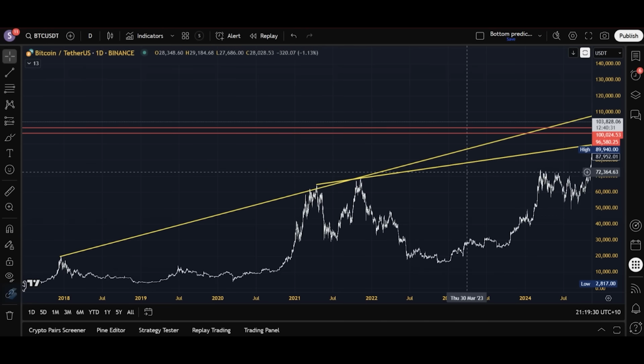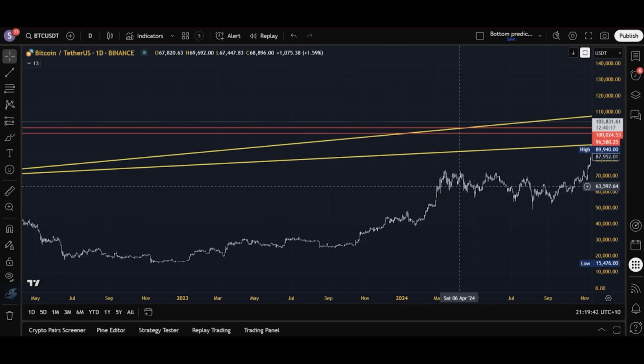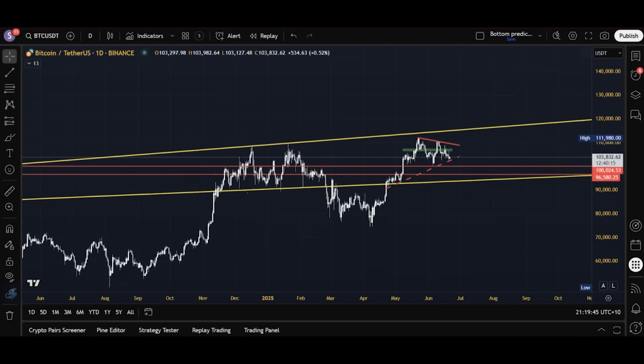And the macro range, in my view, and I'm very convinced of this view, is between these two yellow lines. Now, these two yellow lines stand backwards from 2017 and 2021 from the all-time highs on both occurrences. And by the way, those were the cyclical all-time highs, and therefore these are cyclically relevant lines. They're not just random lines drawn out of nowhere. They're actually very, very important from a 4-year cycle perspective.